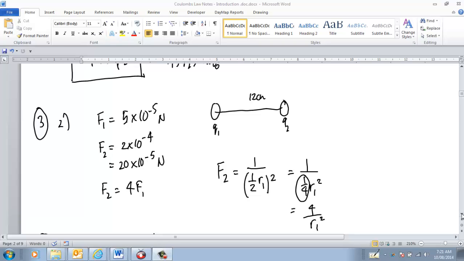So in this particular example, we've got something which is 12 centimeters apart, Q1 and Q2. We don't know what they are, and we don't need to know what they are. We know that the force is 5 by 10 to the minus 5 newtons. We know that the second force is in fact equal to 2 by 10 to the minus 4 newtons. And so therefore, if we equate that to the same units, that's like 20 times 10 to the minus 5. In other words, force 2 is 4 times as strong as force number 1. So what sort of distance are the two charges apart in force 2?